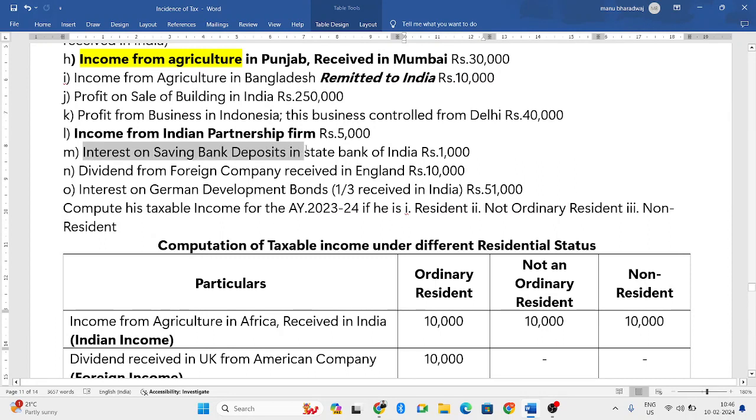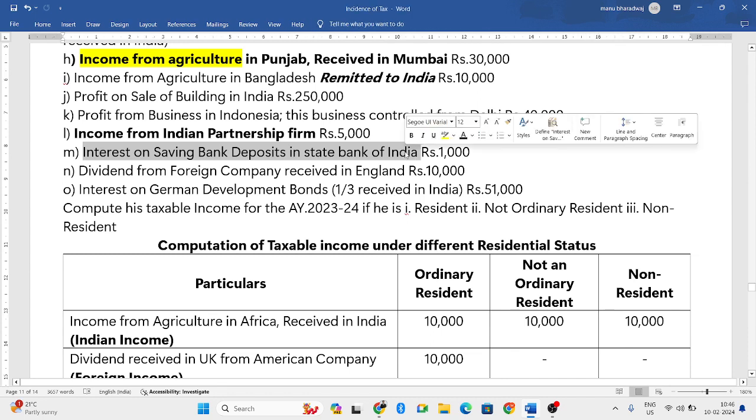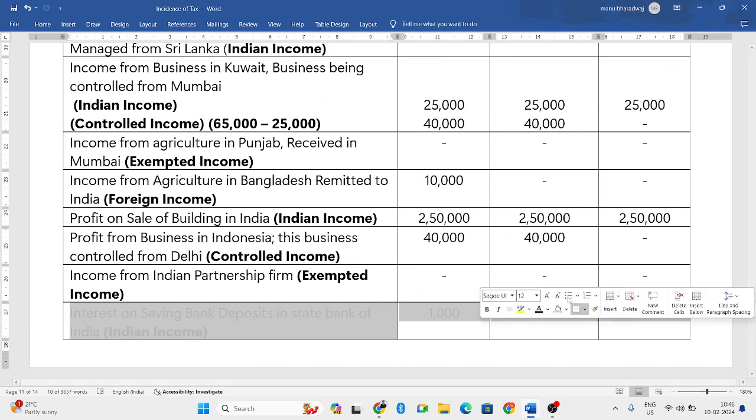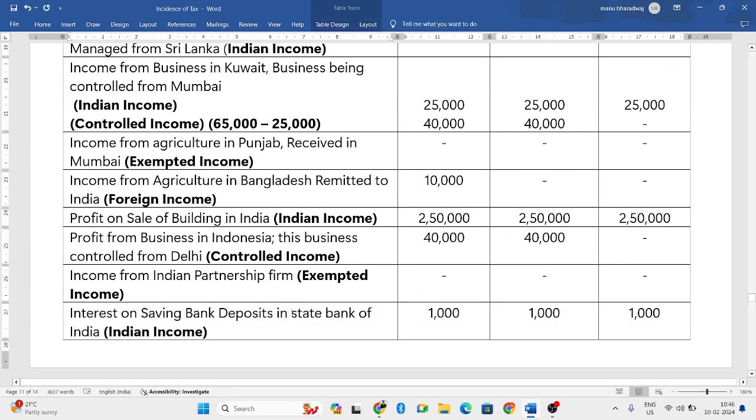Next, interest on savings bank deposit in State Bank of India. So both the arising aspect and the receiving aspect are in India. When both the aspects are in India, it is Indian income, and for Indian income, all the three residential statuses will be taxed.